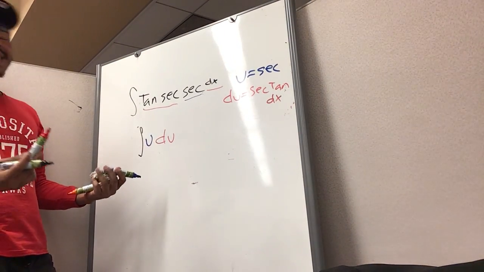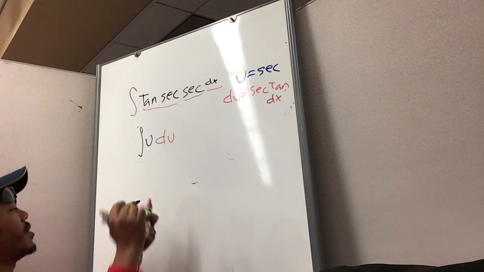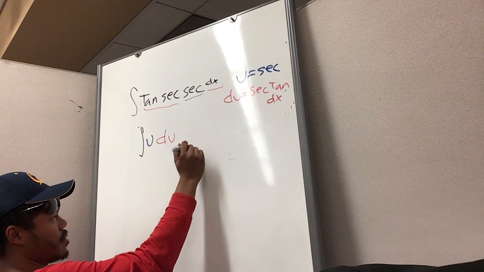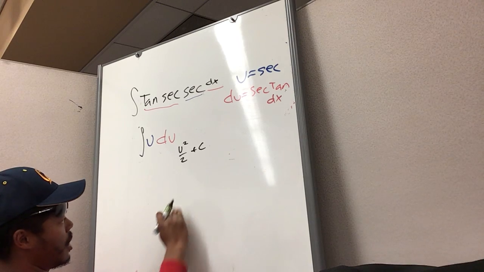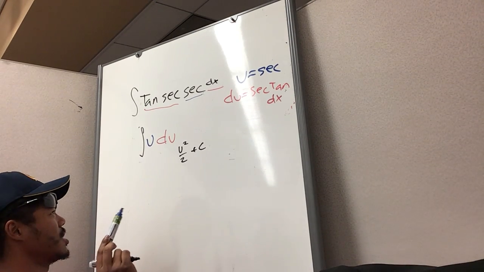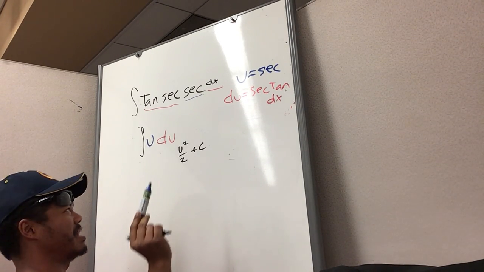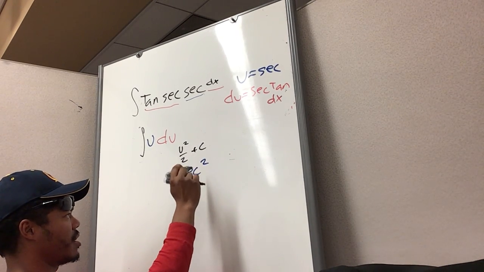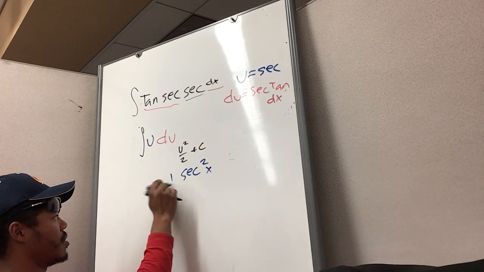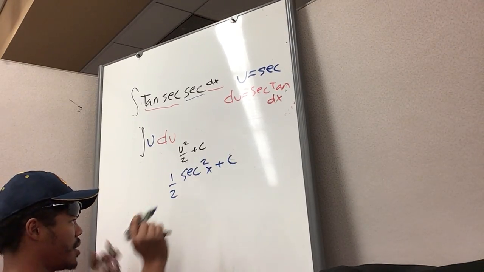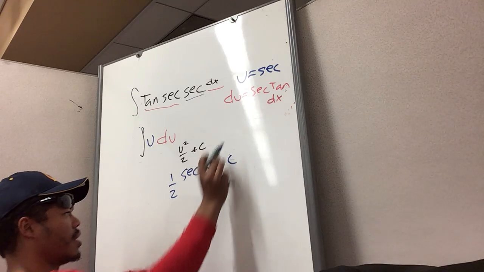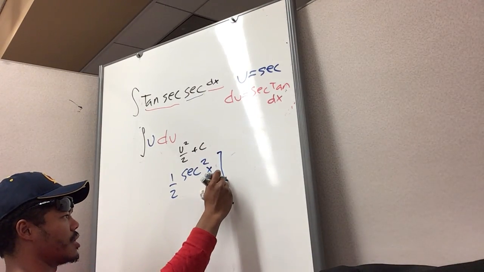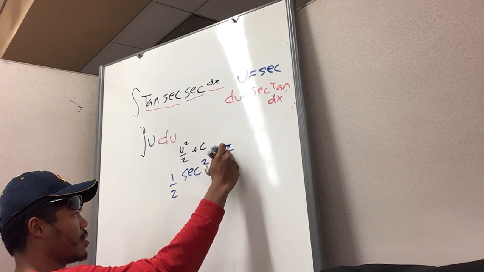Same thing, except it's more tricky, which is why I'm interested in this problem. So we get the same old, and then instead of tangent, it's now secant, which is disgusting. Secant squared x over 2 plus c. Okay, and then evaluated from 0 to pi over 4.